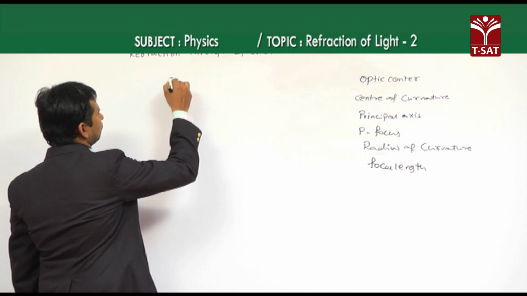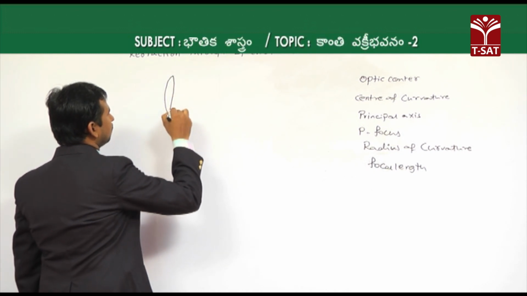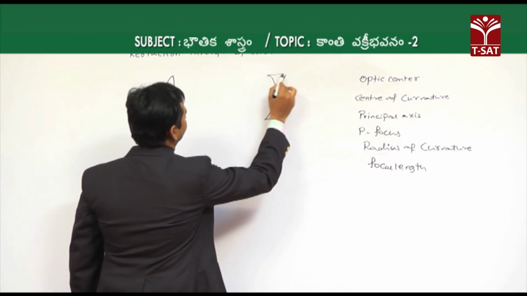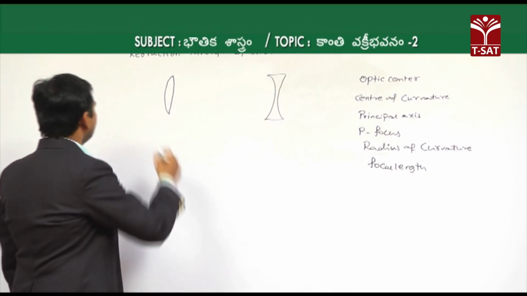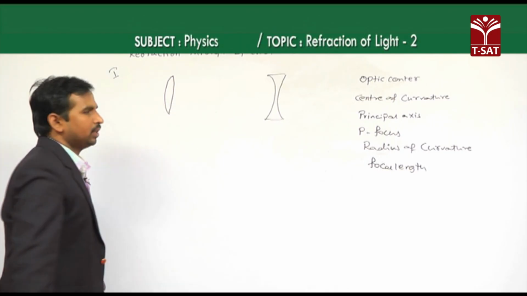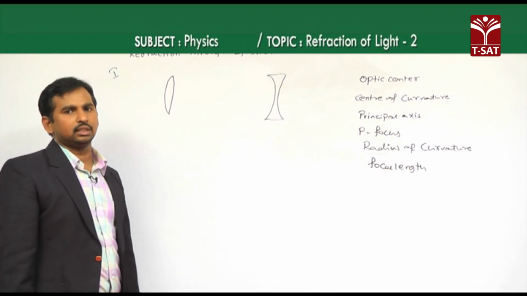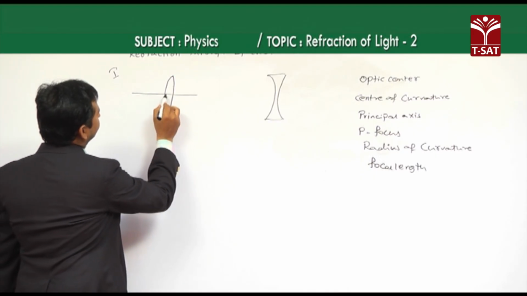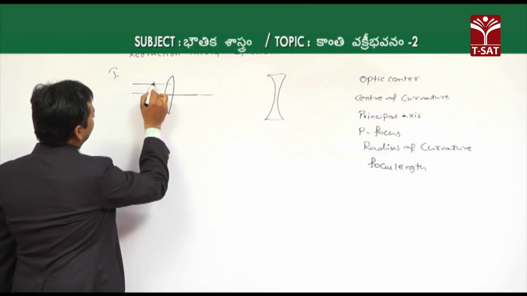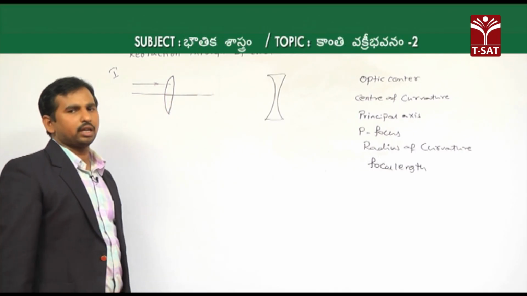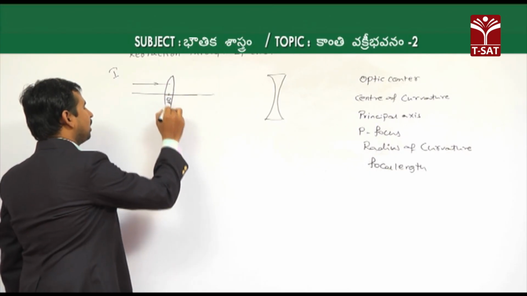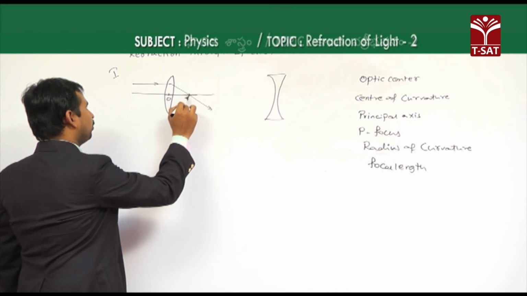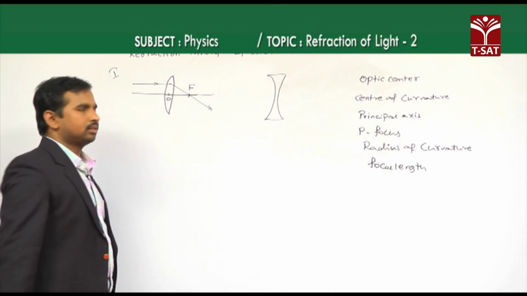Let us suppose first we are taking a convex lens, or you can take a concave lens also, like this. In the first case, we are seeing how the light ray behaves if the light ray passes parallel to the principal axis. If the light ray is coming parallel to our principal axis, after refraction the light ray passes through the principal focus, like this.